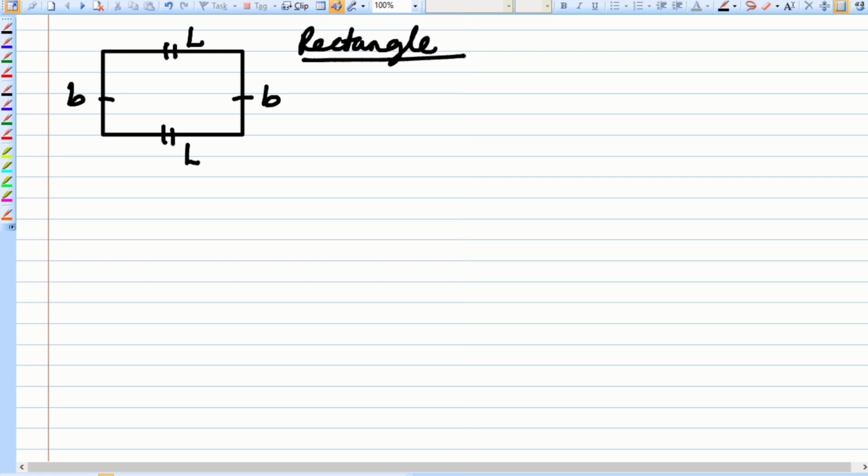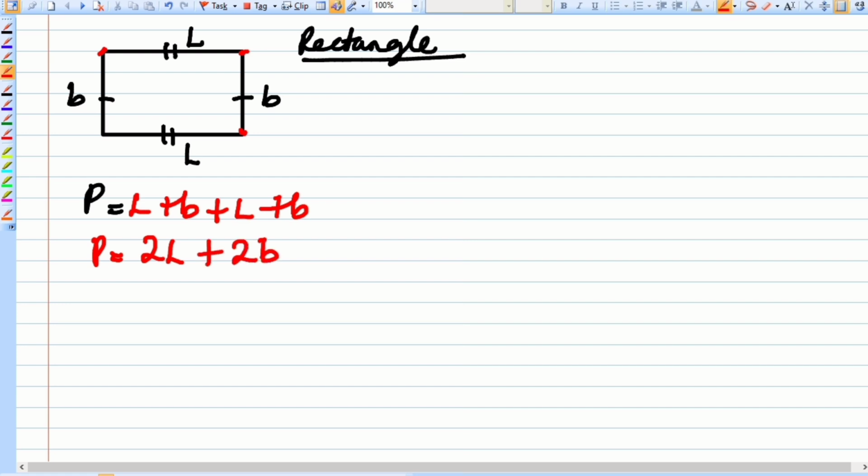Now, what will be the perimeter? Of course, just like we said, perimeter is the distance measured around the shape. So when we start, say, from this point, we measure up to this point, and that's the length. We measure from that point to this point, that's plus the breadth, plus the length again, then plus the breadth. So you see that the perimeter would be equal to 2 length plus 2 breadth.